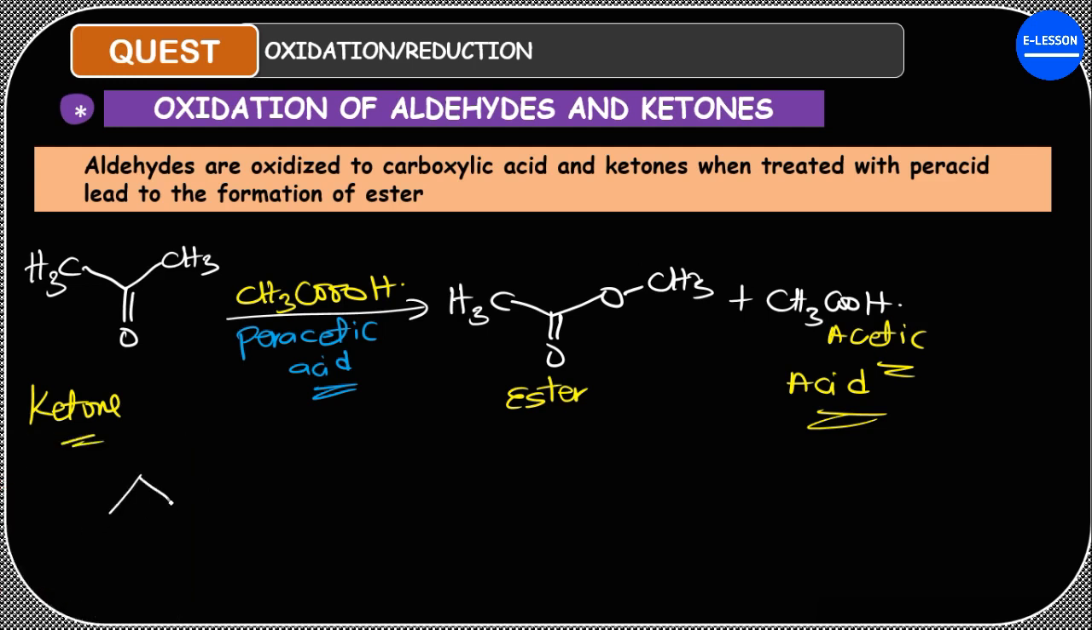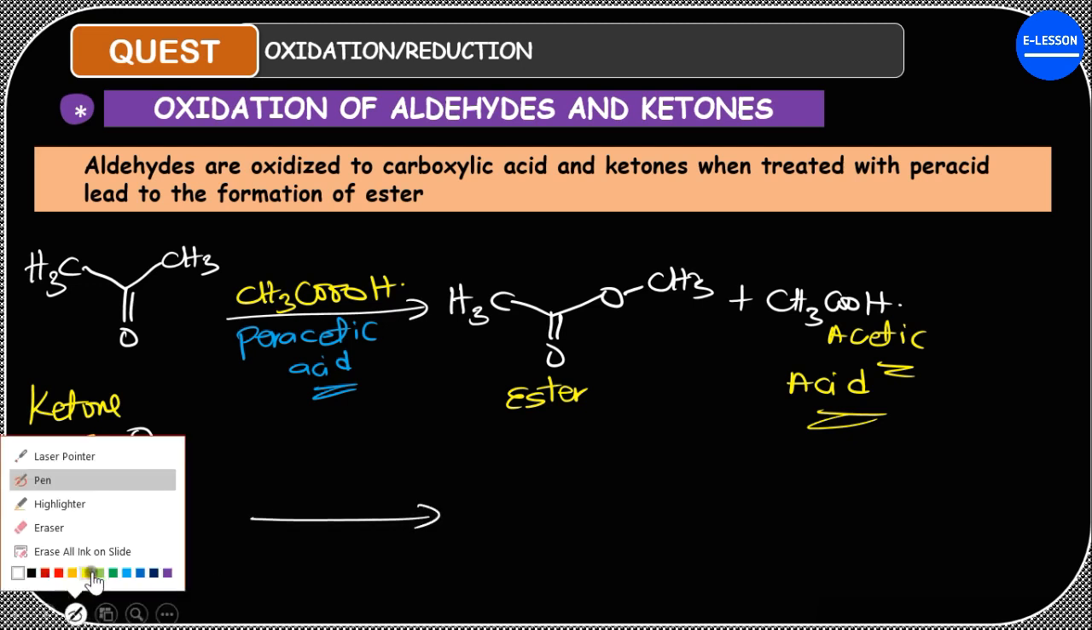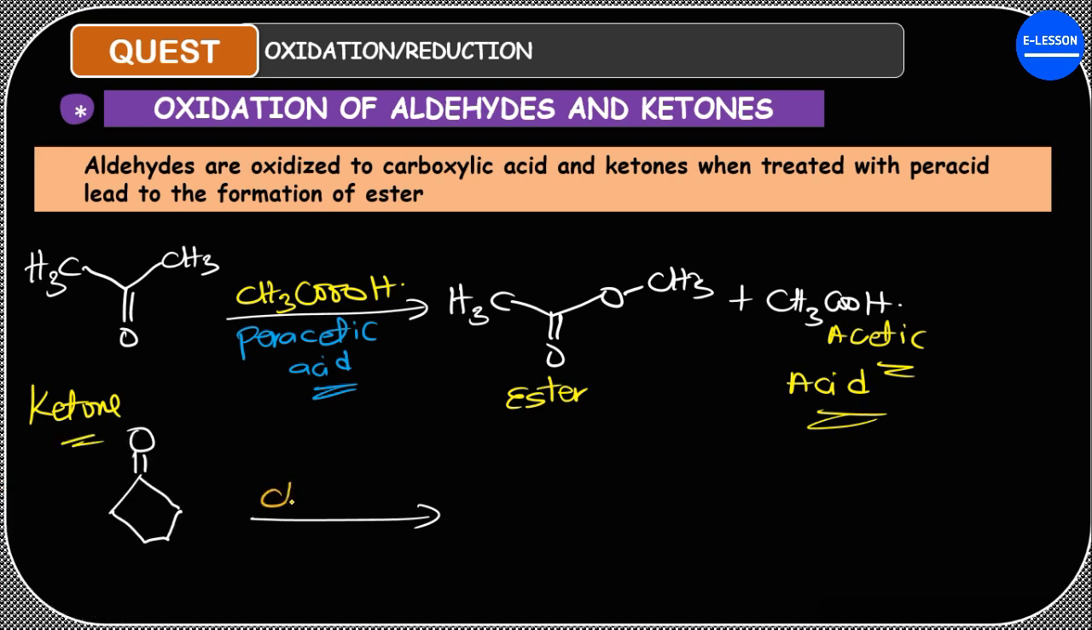This is a cyclic ketone, which we can easily call cyclopentanone. Now, when cyclopentanone reacts with peracetic acid again, which we can take as CH3COOH, the product of this reaction will give us, surprisingly, a lactone. Now, a lactone is a cyclic ester. Lactone is what? A cyclic ester.